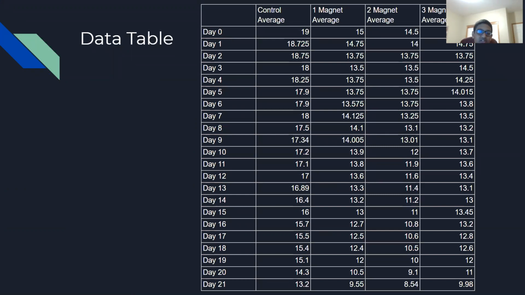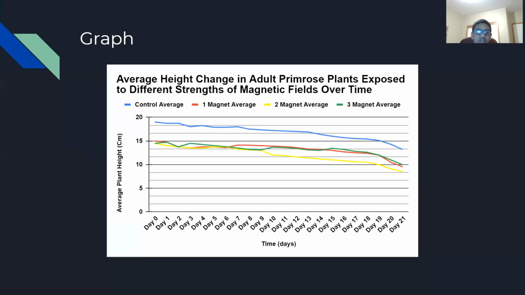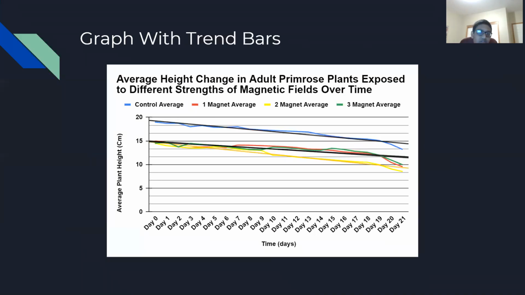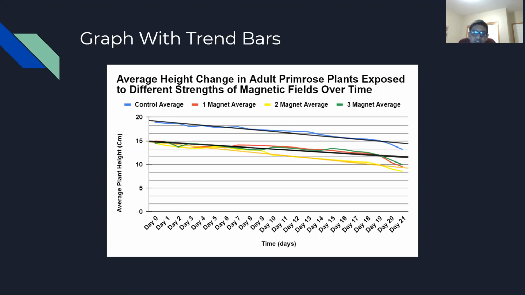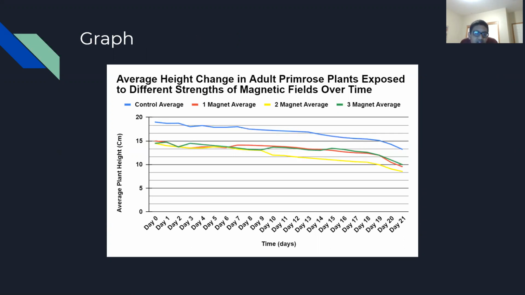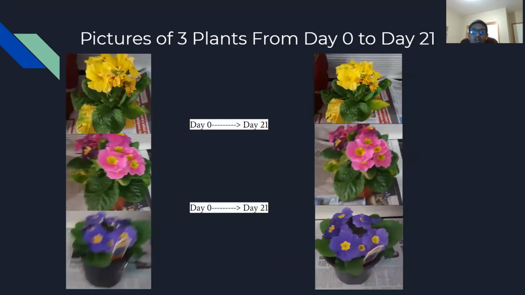So after conducting the experiment, here's the data table. Here's the graph. And here's the same graph with trend bars. So as you can notice, after testing, it shows that there is no real correlation between the magnetic fields and adult plants. The only real consequence was that each plant in every single group started to decay after day 7. So here's 3 plants and pictures of them from day 0 to day 21. As you can see, there's barely any difference. You can just notice that they're slightly decayed more.